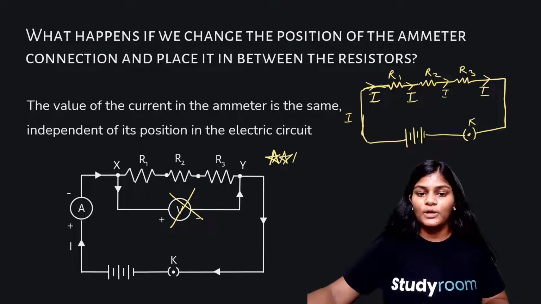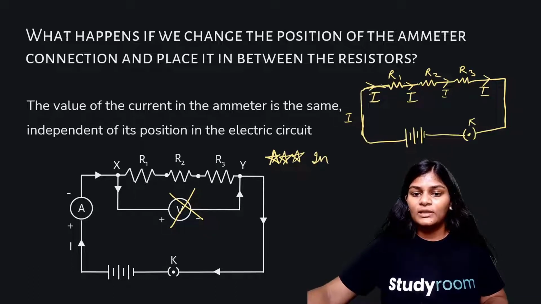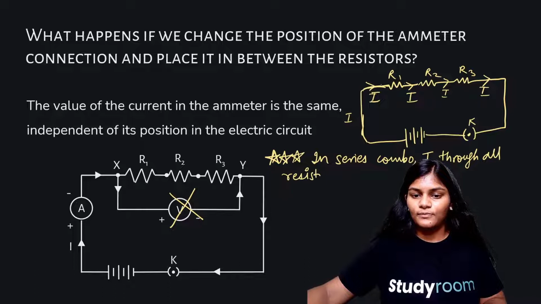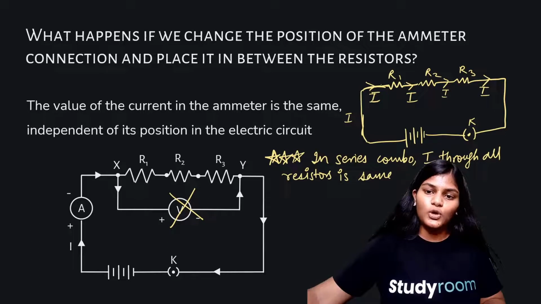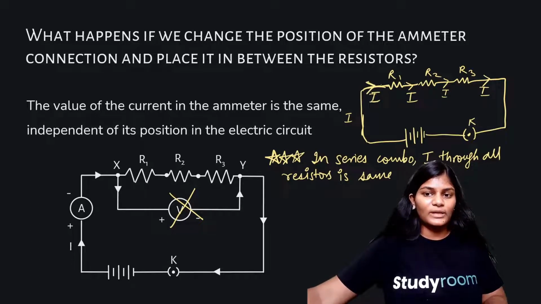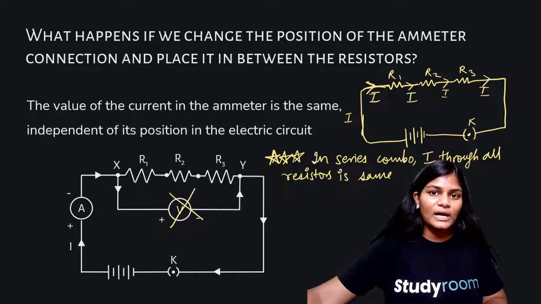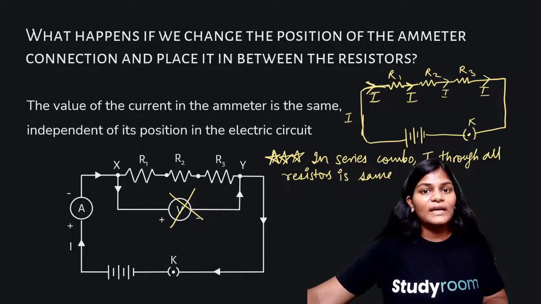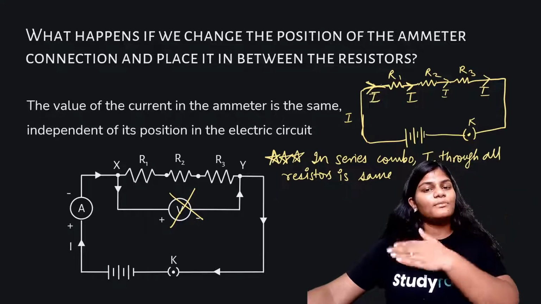So what is the important thing to be noted here? This is a triple star point. This is a very important point. In series combination, current through all resistors is the same. You've understood this? Look at my figure. What is the current that is going into resistor R1? It is I. And the current that exits is also I. The current that is going into R2 is I.